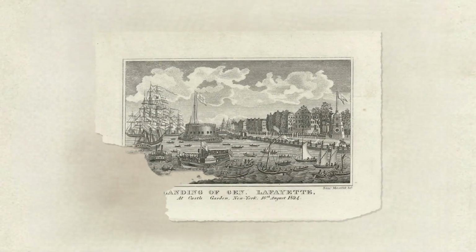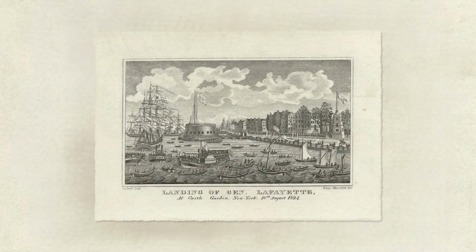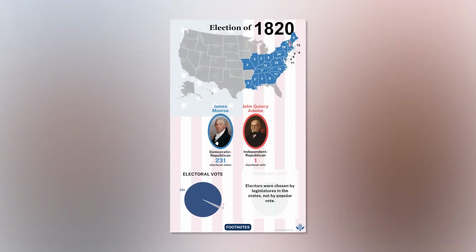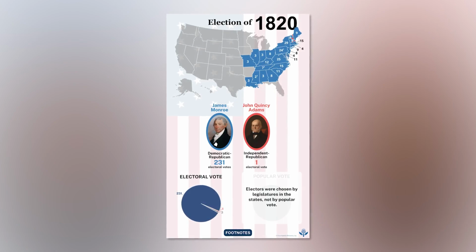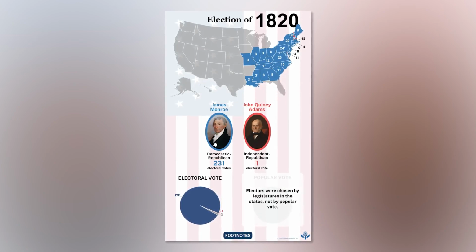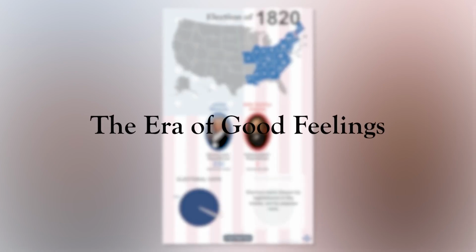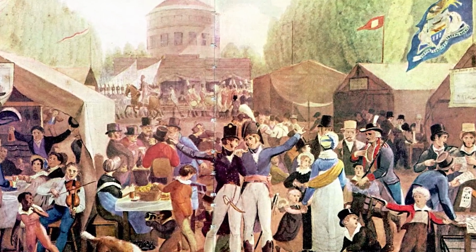The period through 1824 saw a remarkable evolution. James Monroe's re-election in 1820 proved so uncontentious that he received all but one electoral vote, earning this period the name the Era of Good Feelings. But this unity wouldn't last.